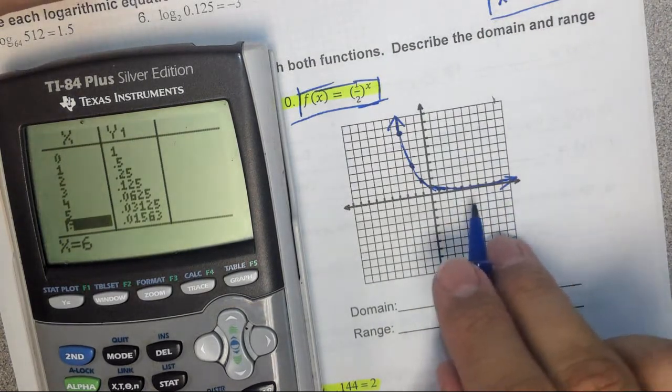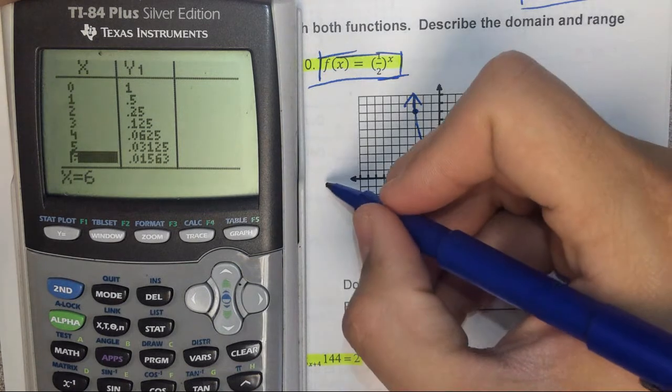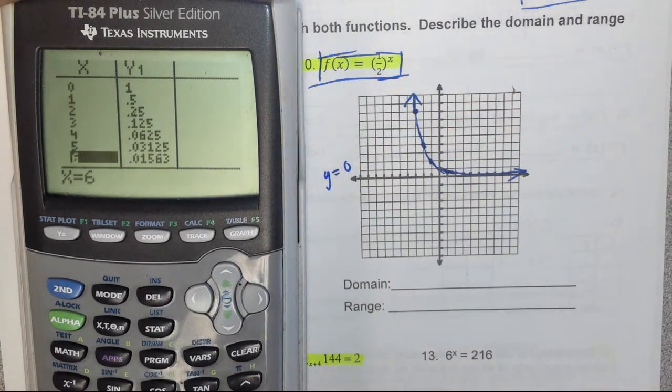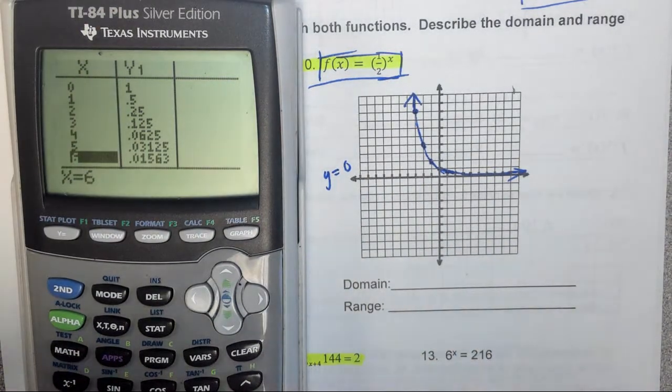This right here, this line that it's getting closer and closer to, this is the asymptote. This asymptote is y equals 0. Just a quick reminder on that one. So that is my original function.